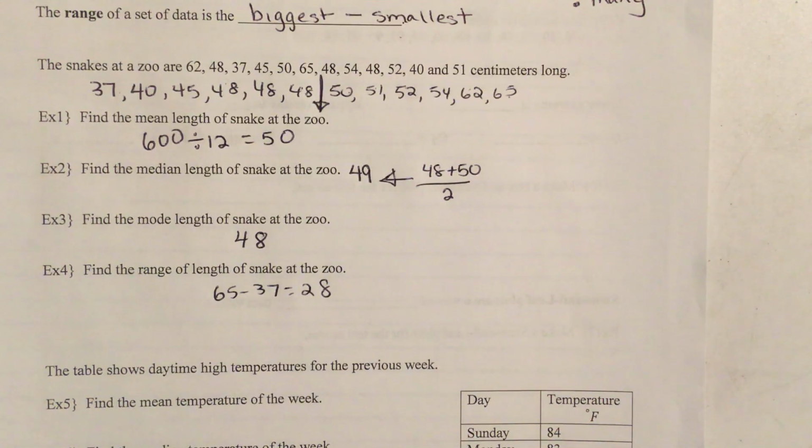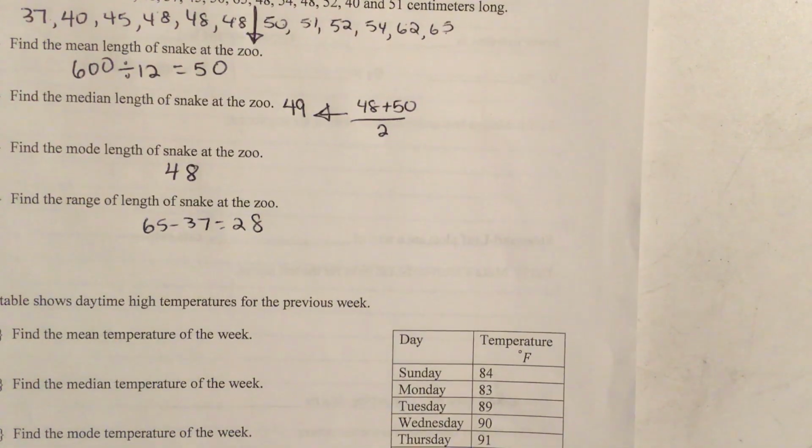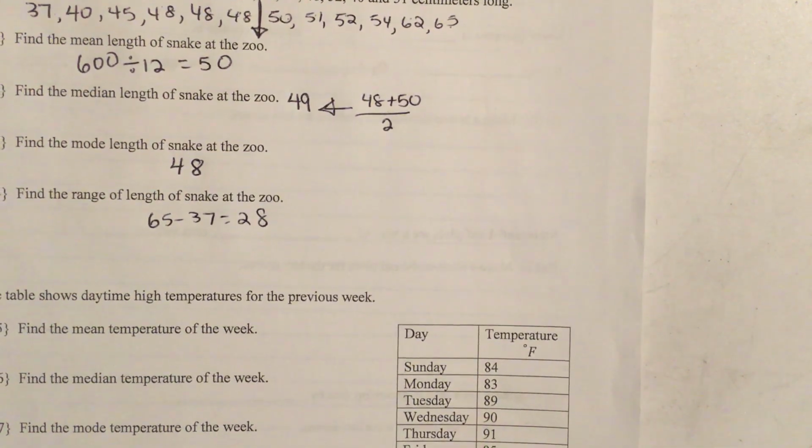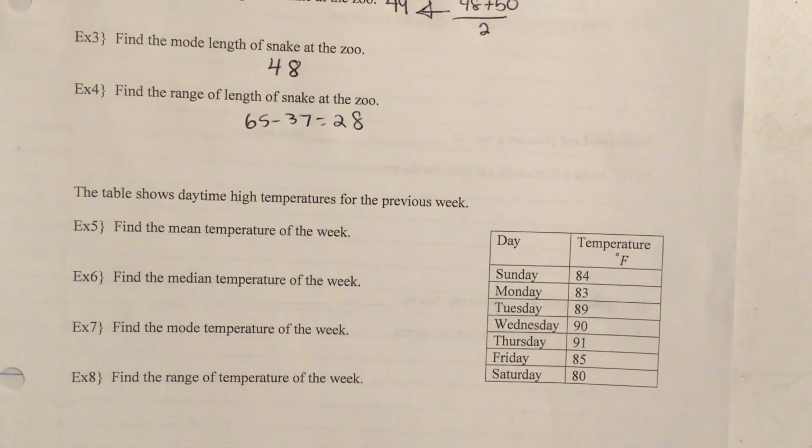The next one is exactly done the same way. Here, the information is given in a table. It's got 7 days in the week, and you want to find the measures of central tendency along with the range. I would pause the video at this point and go ahead and answer examples 5 through 8.